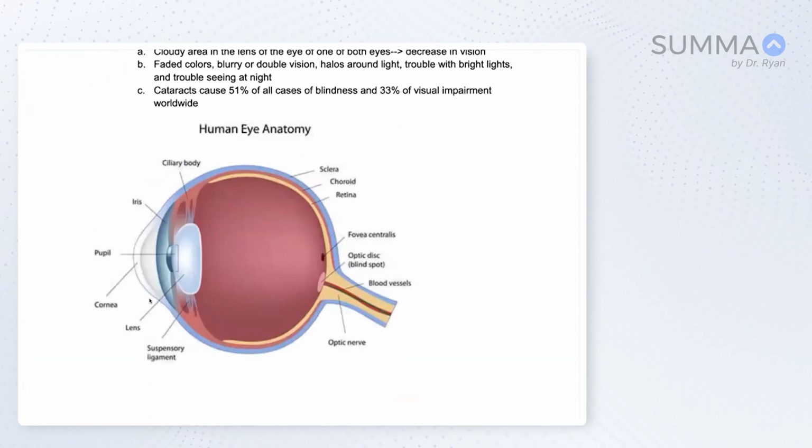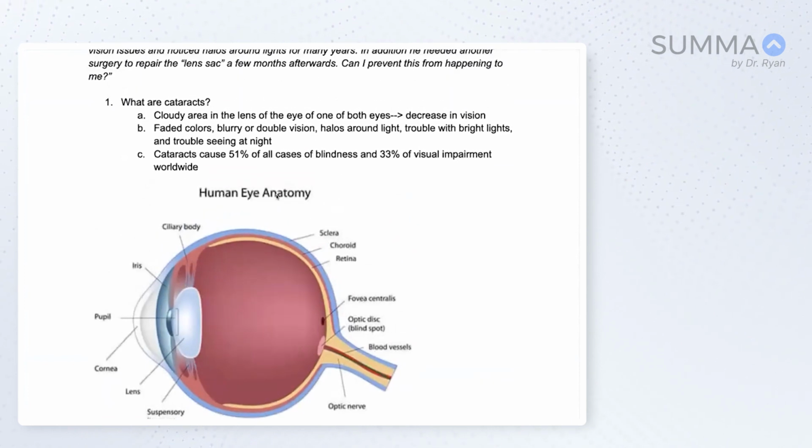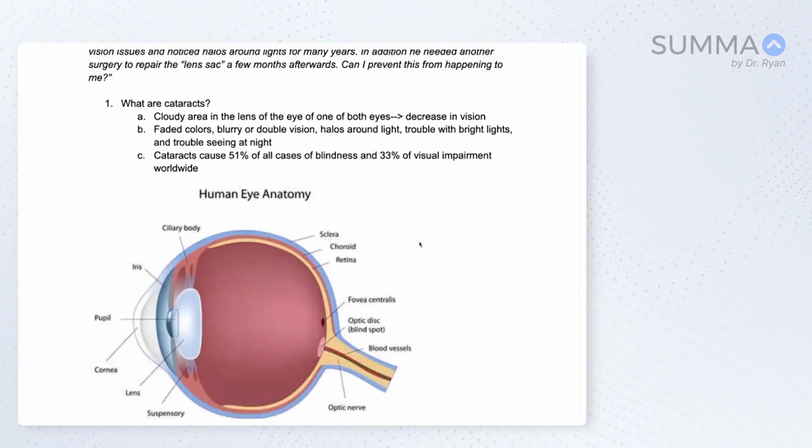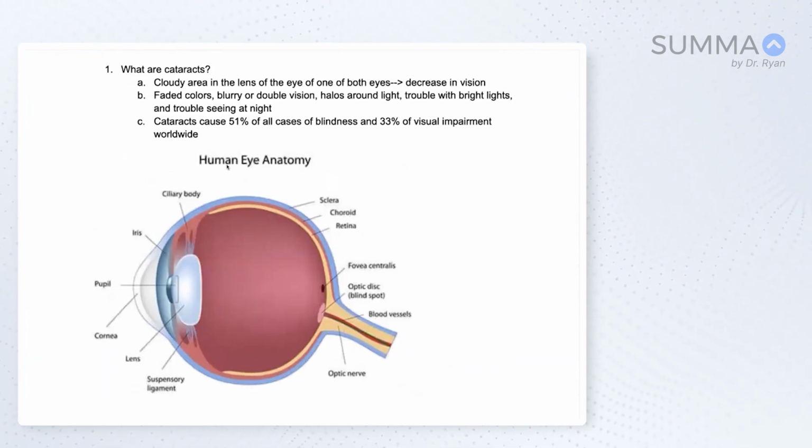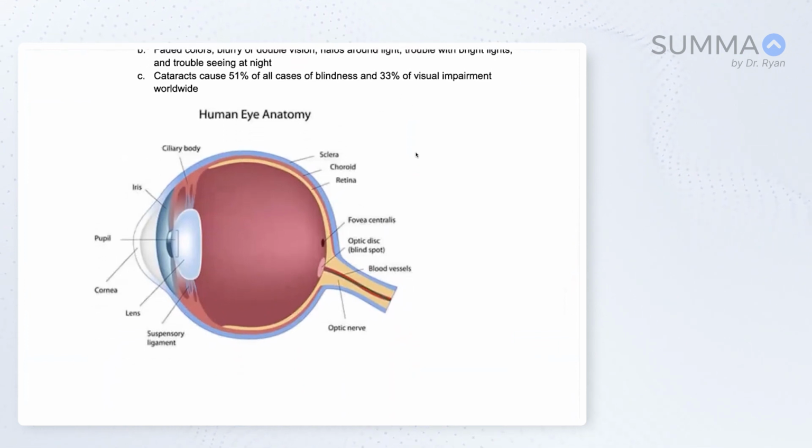And so the idea, of course, is we don't want that to occur. And as I mentioned, faded colors, blurry or double vision, halos, trouble seeing at night are all very common side effects of cataracts. It's very, very common. It causes 51% of all cases of blindness and 33% of visual impairment, difficulty of vision, of course, worldwide. So very, very common disorder.